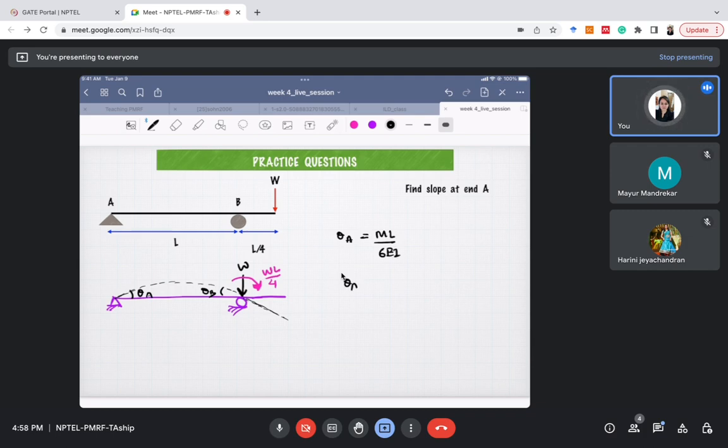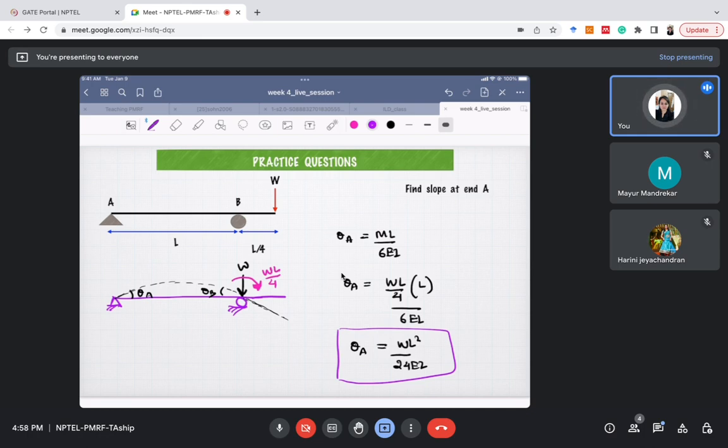So what is the value of M? It is WL by 4, so theta A equals (WL by 4) times L divided by 6EI. Finally, the value of theta A will be equal to WL square by 24EI. I hope it is clear to you.